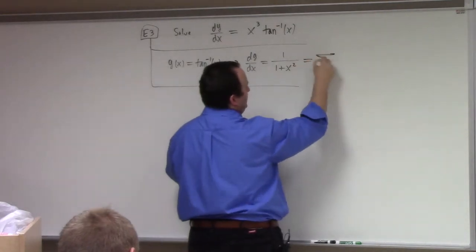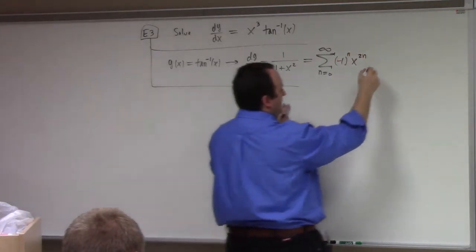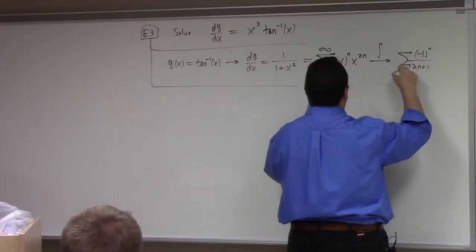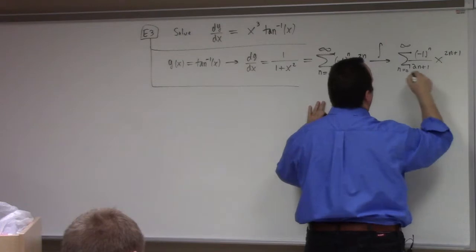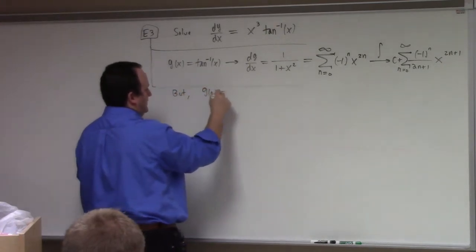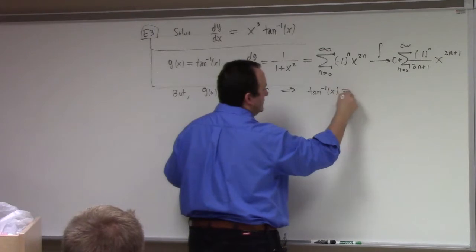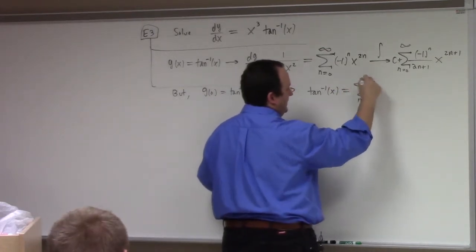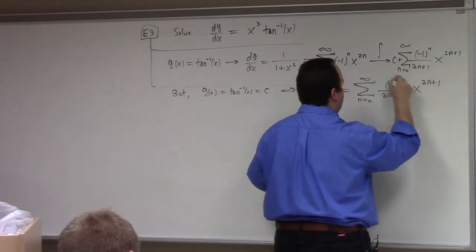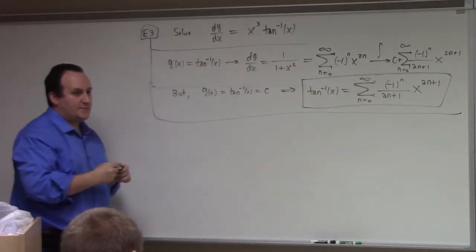That, by geometric series, is the sum, n equals 0 to infinity, minus 1 to the n, x to the 2n. Then, if we integrate term by term, we get the sum minus 1 to the n over 2n plus 1, n equals 0 to infinity, x to the 2n plus 1, a constant plus that. But that constant has to be 0. G of 0 is inverse tangent of 0, which is that constant. So the inverse tangent of x is in fact equal to the sum n equals 0 to infinity minus 1 to the n over 2n plus 1 x to the 2n plus 1. So there you go. That is the power series centered at 0 for inverse tangent. I happen to need that to do this problem.